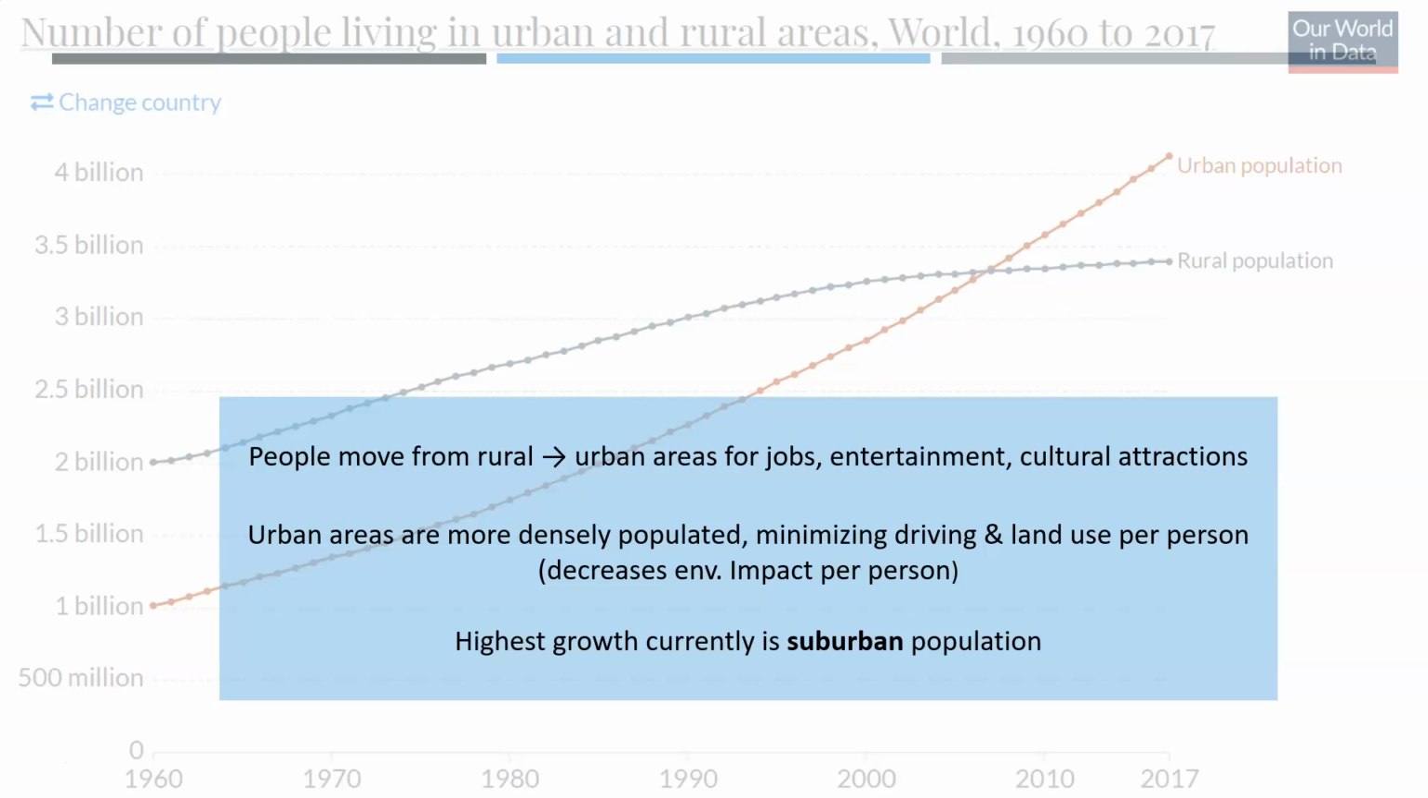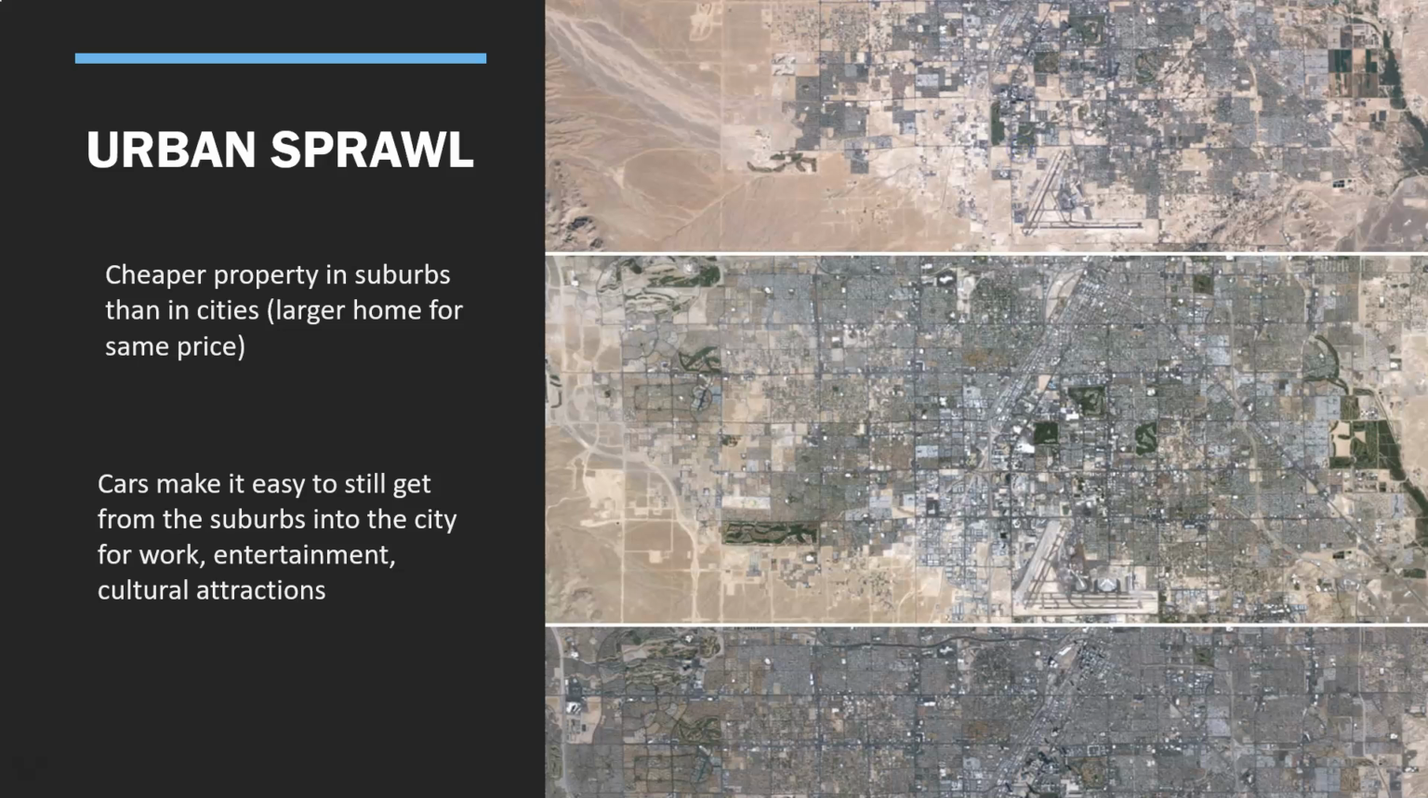But currently the highest growth is actually in suburban areas, and this is what we call urban sprawl. Cheaper properties in the suburbs lure people out of cities. Because we all have cars, particularly in this part of the United States, it makes it still easy to get from our suburbs to the city, so there's no longer a reason to live in these densely populated urban areas.